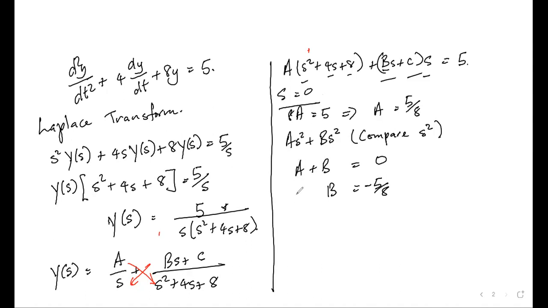And now if we compare, we have A times, multiply out this now, 4As plus Cs. When we compare s.